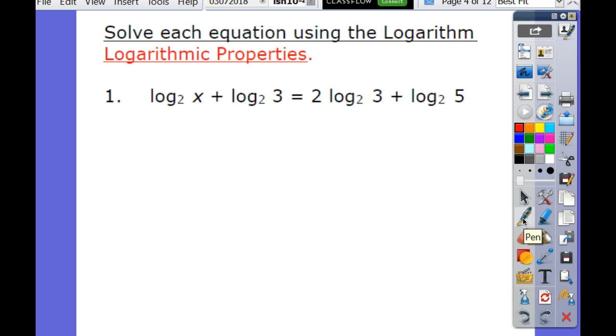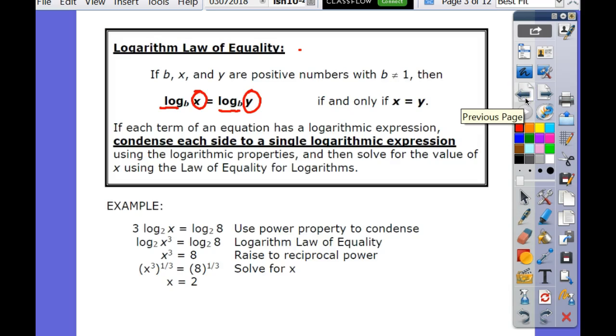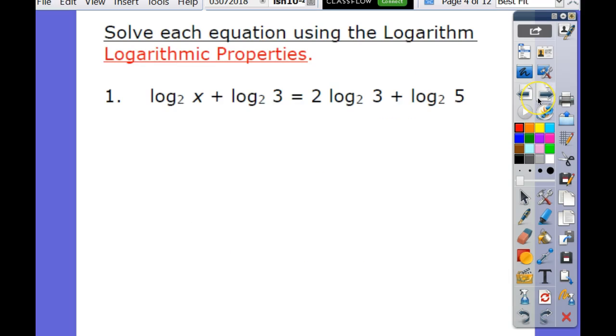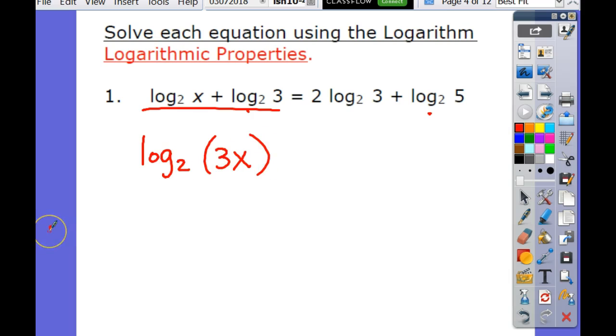Now, in order to use this law of equity, we need one log on the left and one log on the right. But we have two logs over here and two logs over there. That's where we're going to use the condense property that we did yesterday. So this will change into log base 2 of 3x. How did that happen?